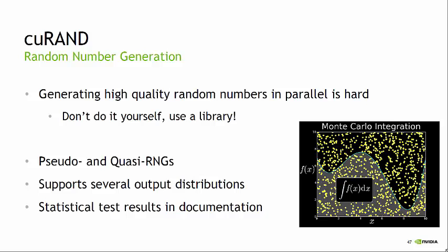cuRAND, as I said, generating high-quality random number generators in parallel is tricky. Don't do it yourself. Use a library. It's got many different ways of generating random numbers. And we've got the statistical test results in the documentation to show that it does actually generate random numbers. And there's a number of different options you can use in cuRAND to generate different types of random numbers with different generators.